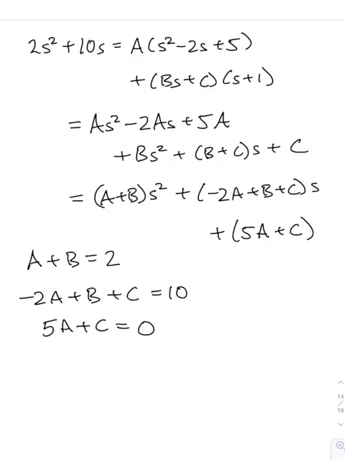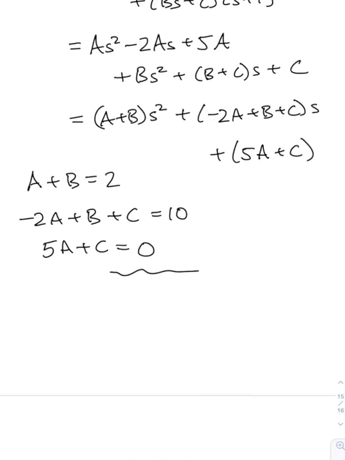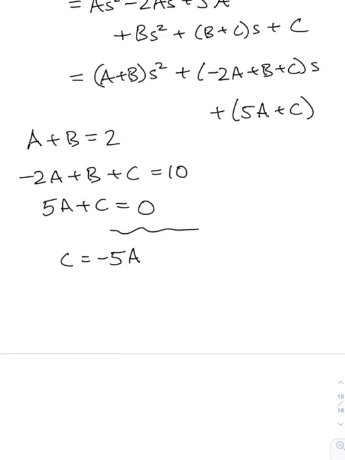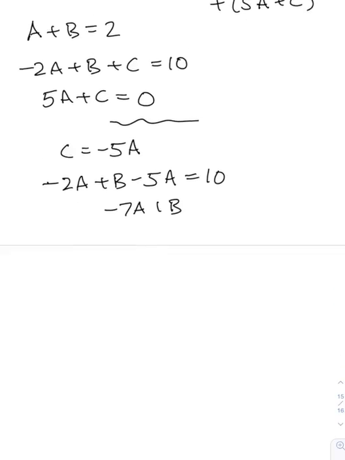And now we have to solve those for a, b, and c. All right, well, I can start with the third one. And this will give me c equals negative 5a. I can substitute that into the second one to get negative 2a plus b minus 5a is equal to 10, or negative 7a plus b is equal to 10. All right.